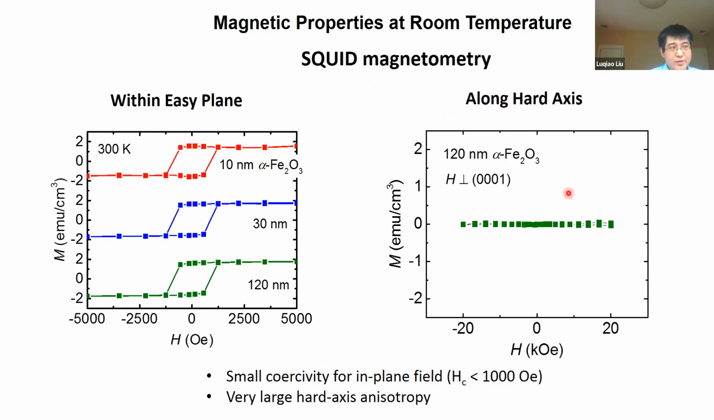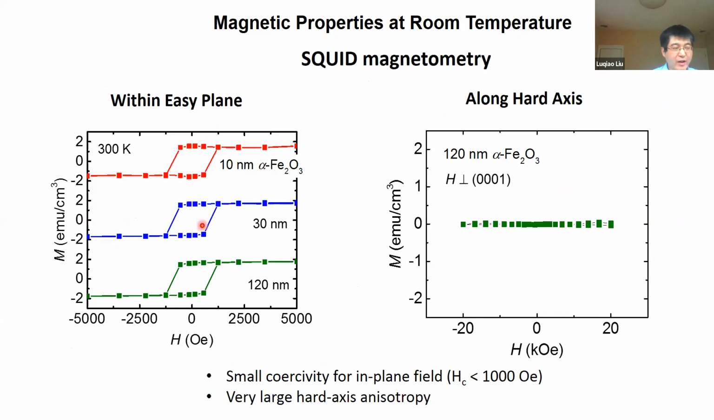Basically, we do a SQUID measurement at room temperature. But this measurement is actually non-trivial. The reason is that here we are trying to measure a very tiny saturation magnetization, a very small moment. As I said, it's only about 1/1000th of a regular ferromagnet.